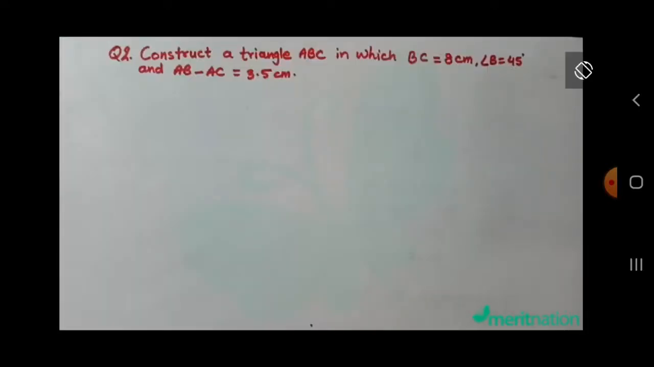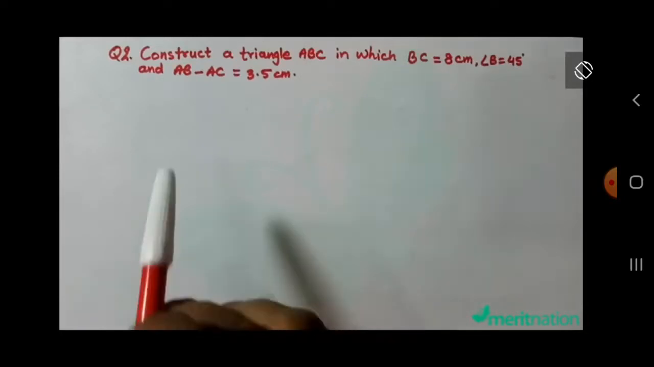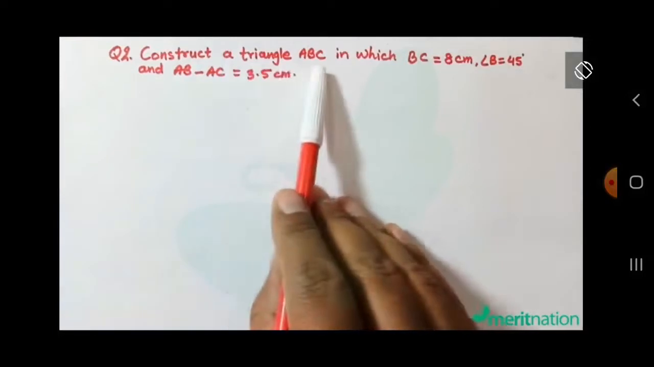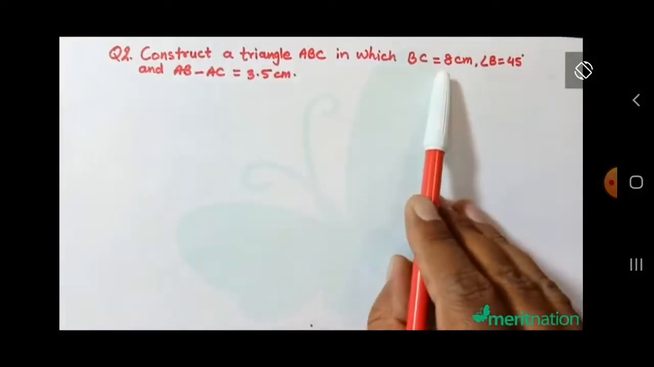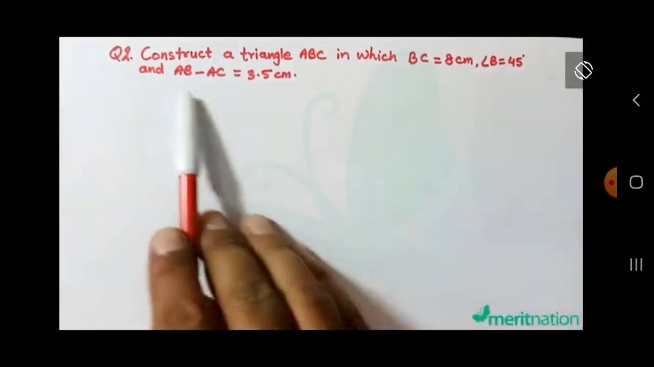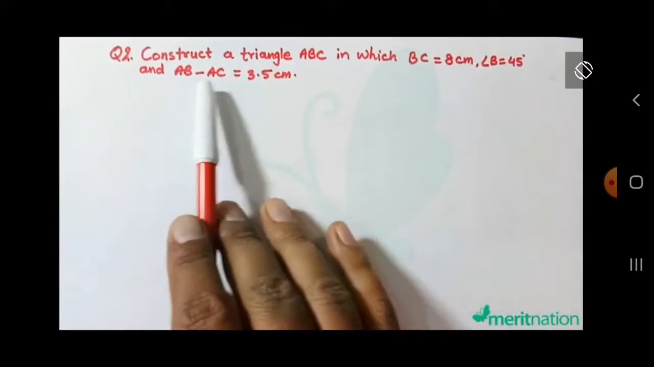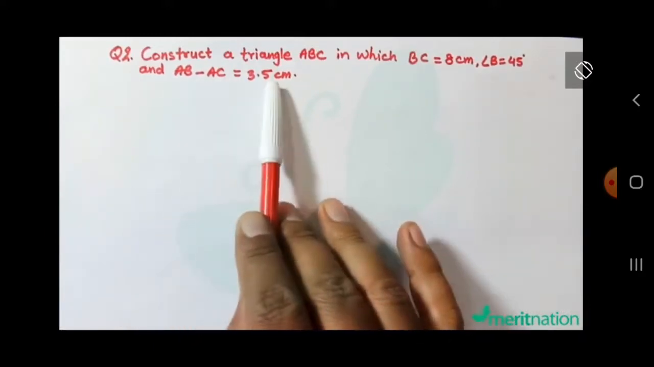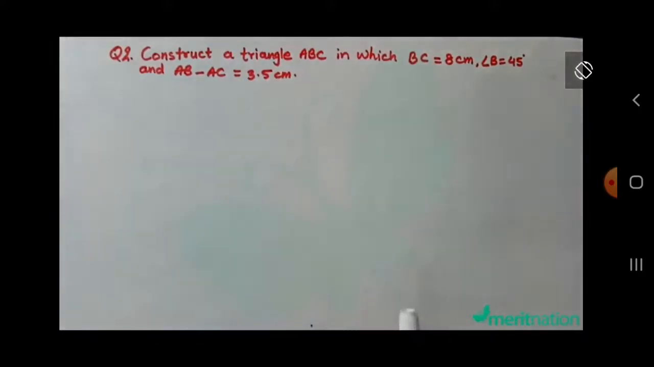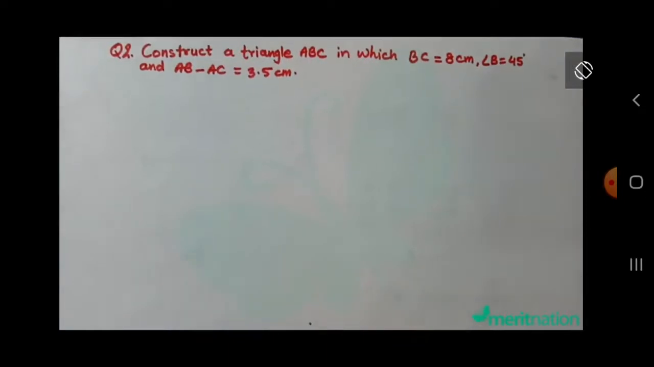Hello students. Here we have our next question. It says construct a triangle ABC in which BC is equal to 8 centimeter, angle B is 45 degree, and the difference of the other two sides AB minus AC is given 3.5 centimeter.